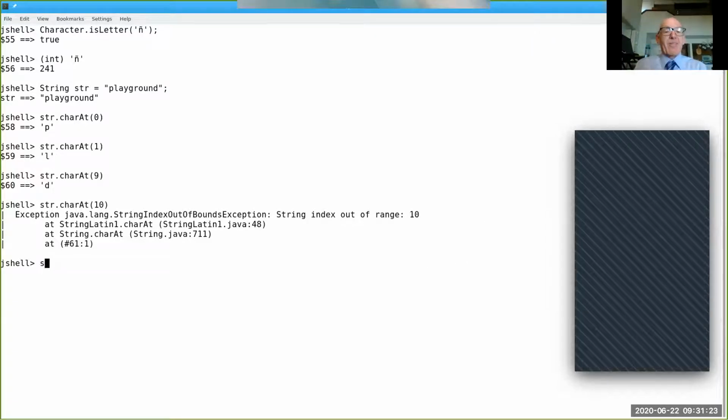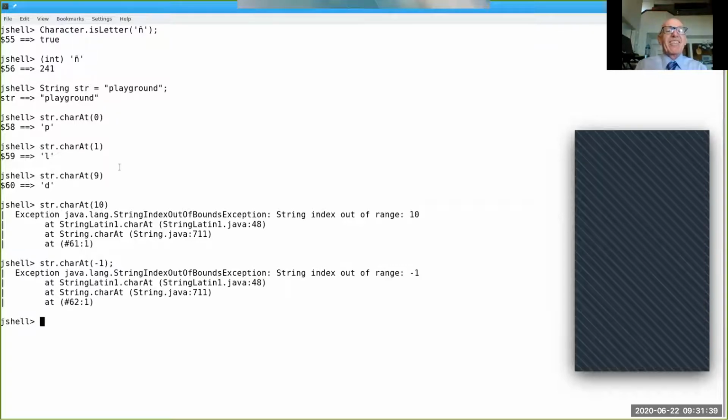Okay, what about -1? Oh, yeah. There's a Python programmer asking this, because in Python, if you say string at -1, it will give you the D. It'll count backwards from the end. Java doesn't go for that kind of stuff. So it says, no, you can't give me negative numbers. Too bad.